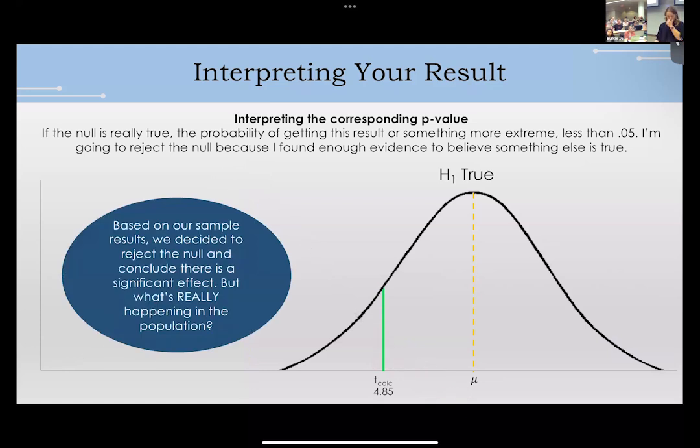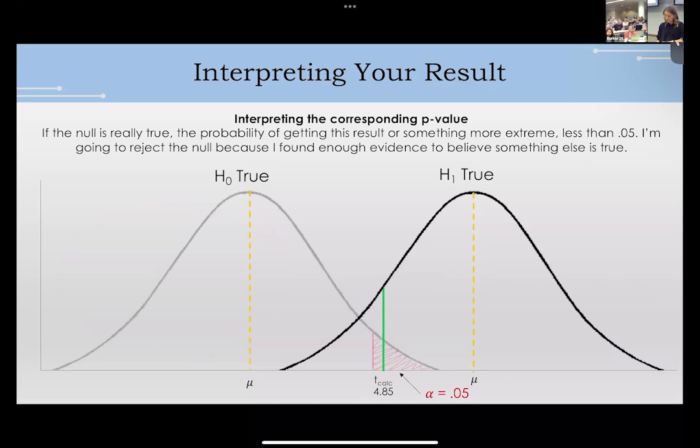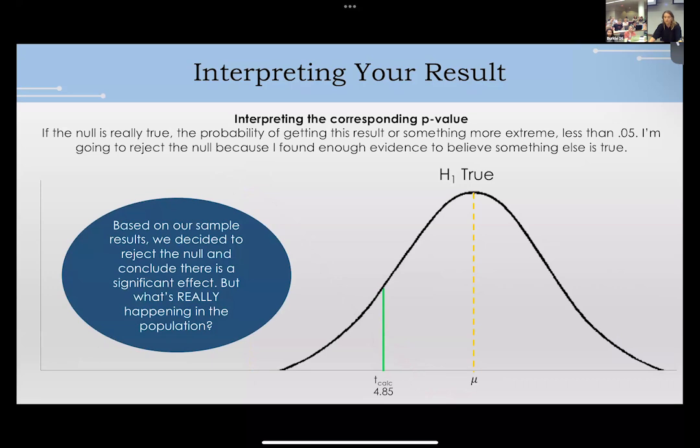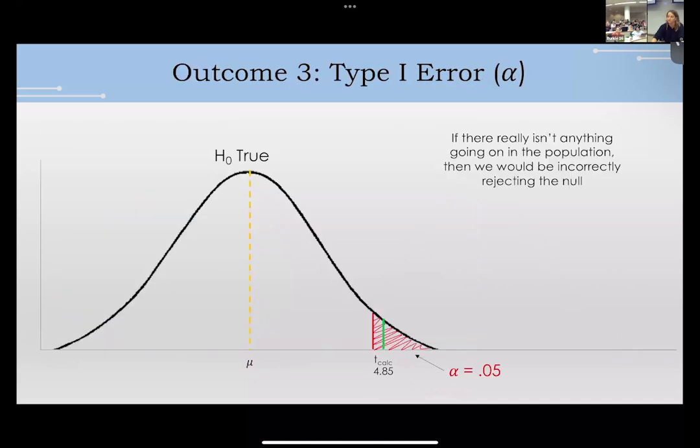So outcome number 1. First of all, no matter what, because it's in this rejection region, based on our sample results, we decided to reject the null and conclude that there is an effect. But again, we don't know what's happening in the population. There are 2 potential outcomes. The first is that there isn't anything going on in the population. In that case, we would be incorrectly rejecting the null, right?